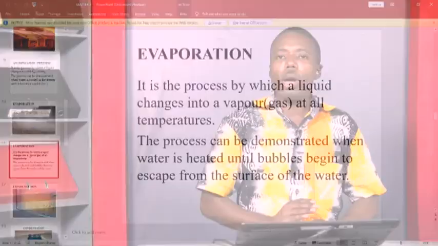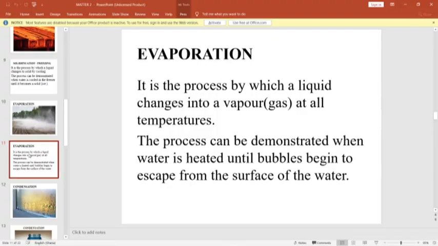Now there's a difference between boiling and evaporation. When we talk of boiling, boiling occurs at a specific temperature, which is 100 degrees Celsius. When we talk of evaporation, it occurs at any temperature. So as I'm standing here, evaporation is taking place in this room. If we go onto the hot sun, evaporation is taking place. Now, the process can be demonstrated when water is heated until bubbles begin to escape from the surface of the water. So that is evaporation.